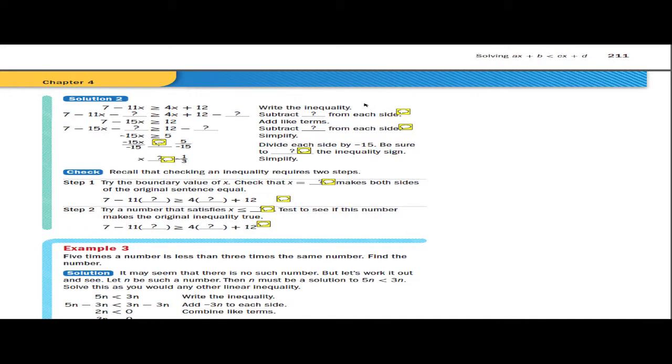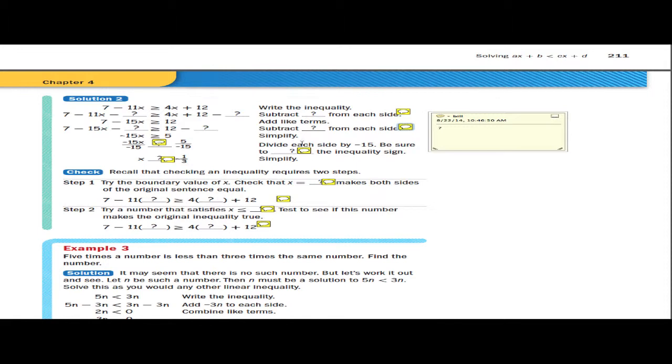In this case, when we write the inequality, here we're going to subtract 4x from both sides. So instead of bringing the variables to the right, we're going to take the variables to the left. When we do that, we get 7 minus 15x is greater than or equal to 12. Then next, we will subtract the constants from both sides. We're going to subtract 7 from both sides of the equation, and we end up with negative 15x is greater than or equal to 5 after we've simplified.